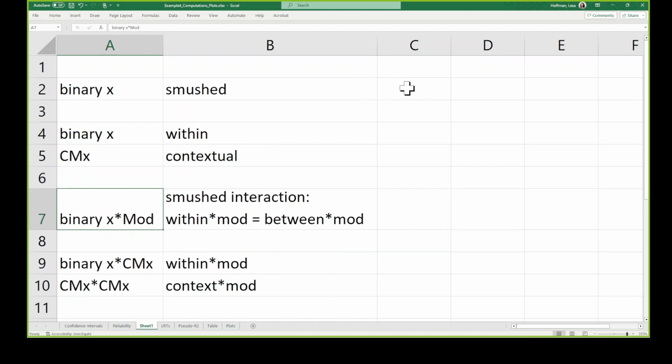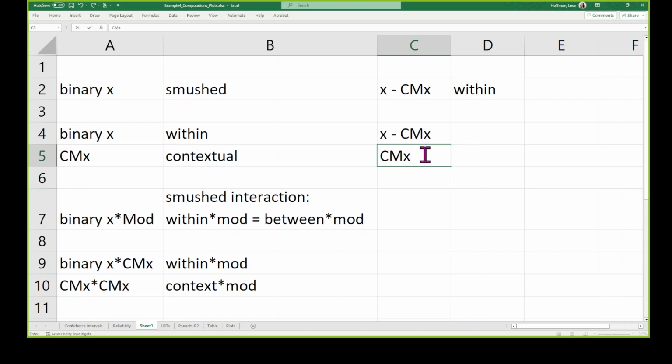Okay, and let's see here. If I do x minus CMX, so then if I put that in the model by itself, what do I get? Smooshed. That's the cluster mean center. Yeah, this is the cluster mean centered version. So if I put this variable in the model, what do I get? Within. This is within. What if I put it in and I add the cluster mean? Then what is it? Within. What is it no matter what I do?